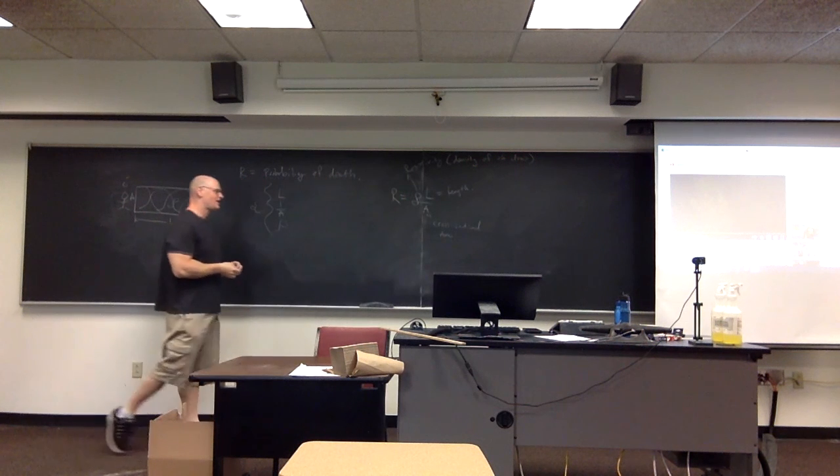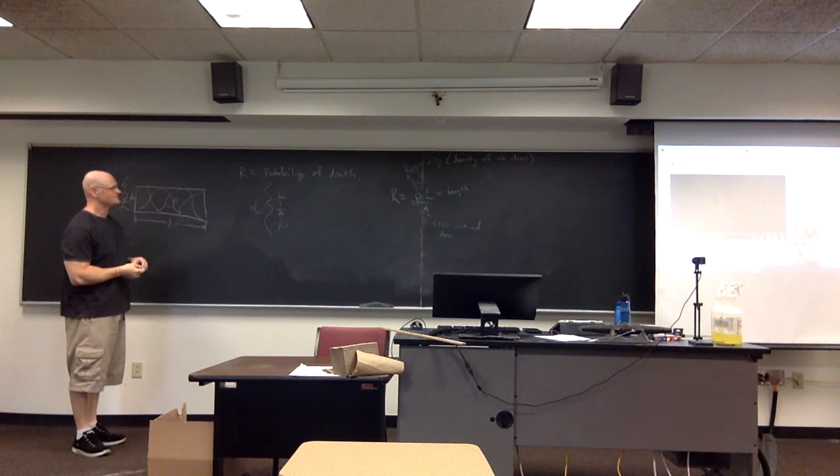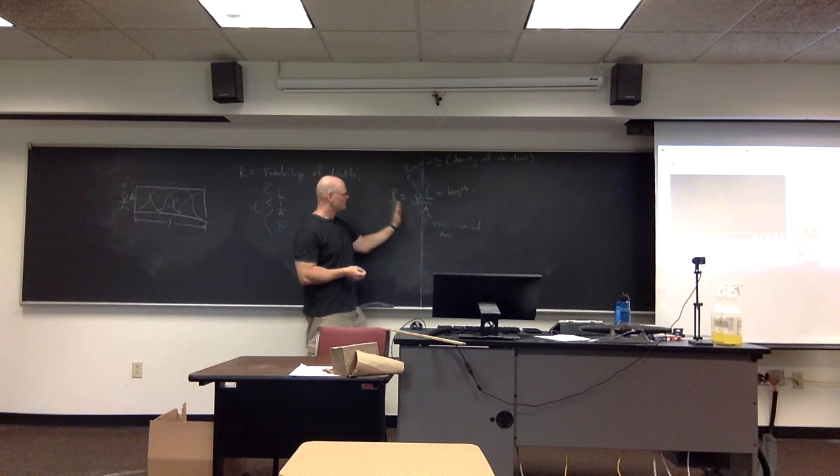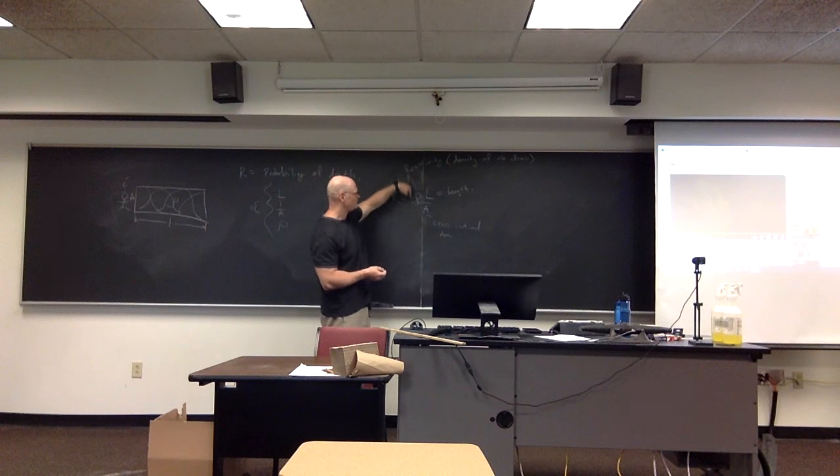Times the length divided by my cross-sectional area. Now, we know the left-hand side has units of ohms, the right-hand side has units of resistivity, whatever that is, times length divided by length squared. Well, what's length divided by length squared? One over length, right? So this side has units of ohms, this side has units of resistivity divided by meters.